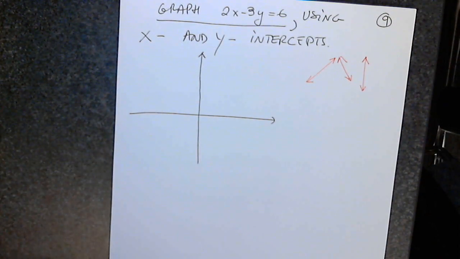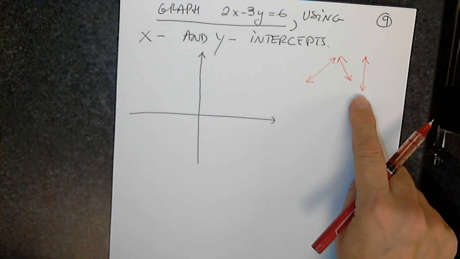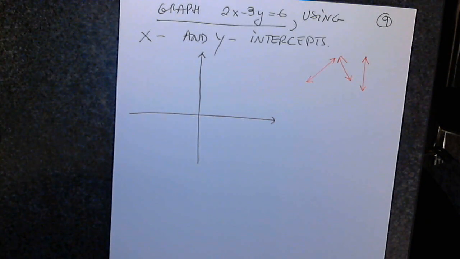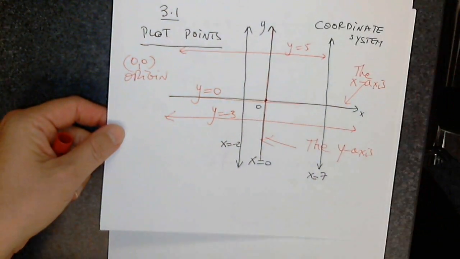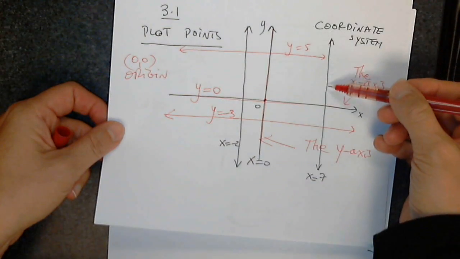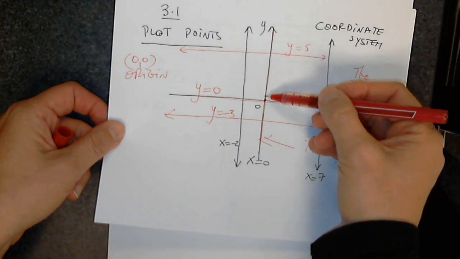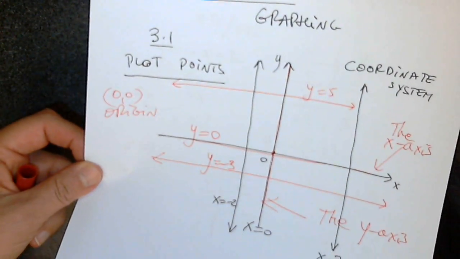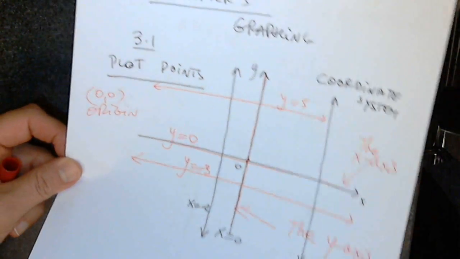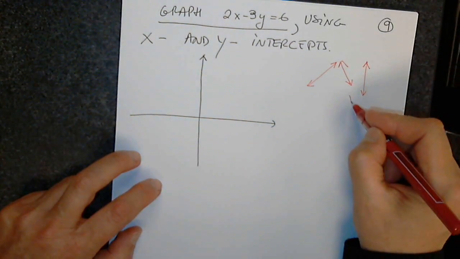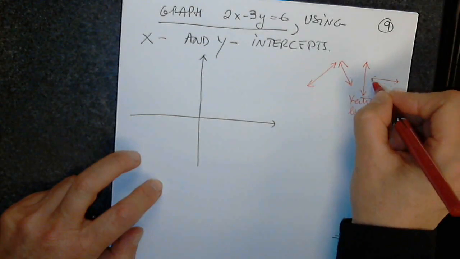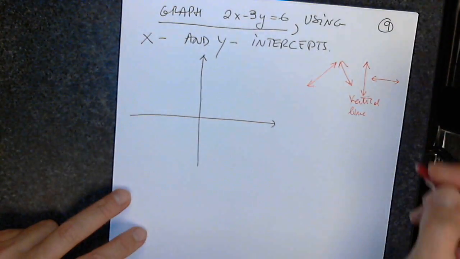What is this? Okay, let me remind you. We graphed it half an hour ago. What is it? Vertical. Vertical line. And we also graphed this. What is that? Excellent.